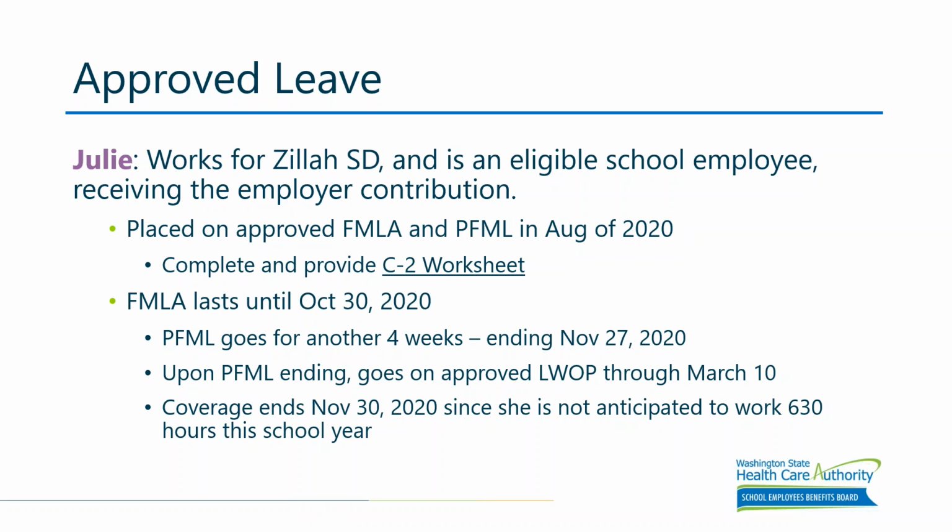Remember, she was covered, she received the employer contribution into the next school year, so she went on leave in August. We moved into the next school year. Her FMLA lasted through October. Her PFML continued on. It overlapped with the FMLA, so it goes through the end of November, but now she's not coming back to work. She goes on leave without pay. We can't anticipate that she's going to reach 630 hours in this school year. So at that point in time, we're going to provide her with another worksheet because we have an eligibility determination change. So here's where we're going to fill out the C1 worksheet. So let's take a look at that one.